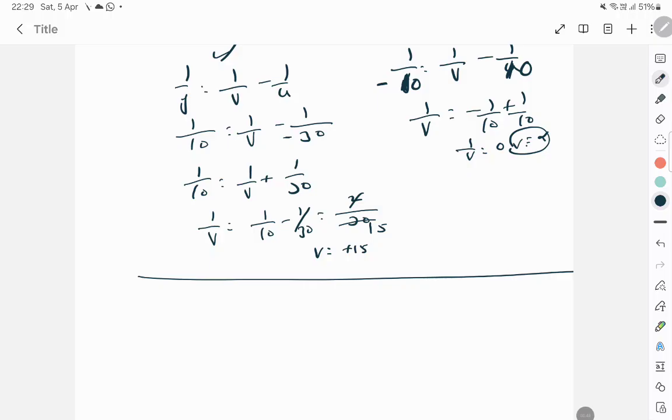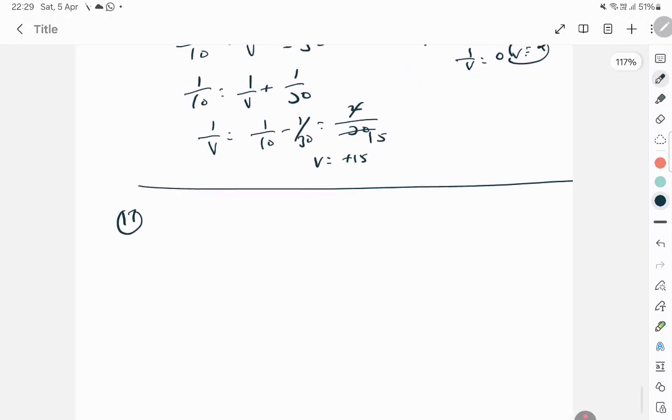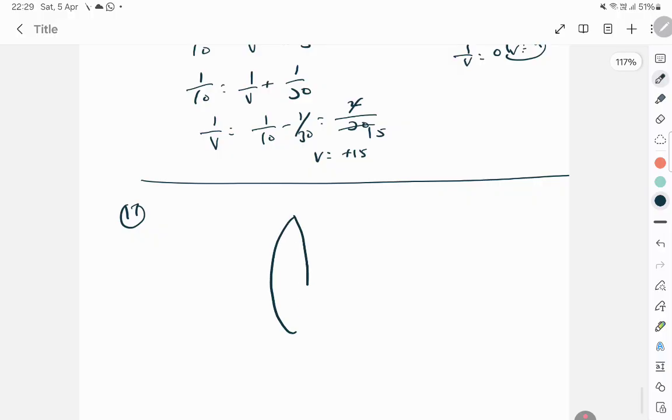Next is the 17th question. For the lens combination shown, there's a convex and a concave lens. No, this is a plano concave lens. It's a plane surface here. Okay, so what can you say?